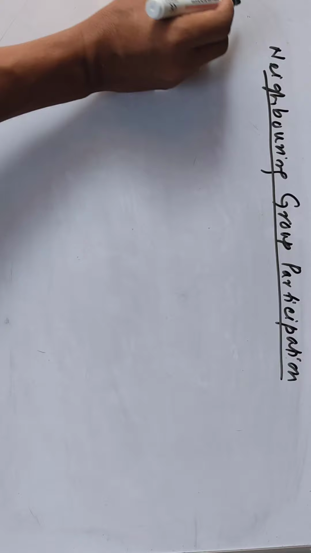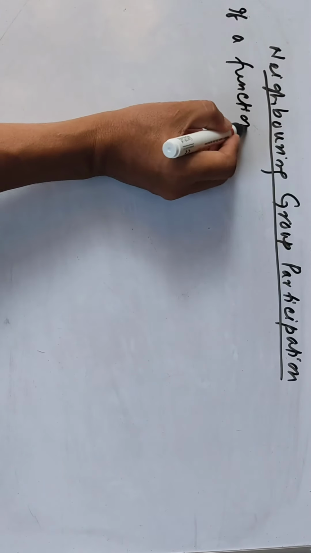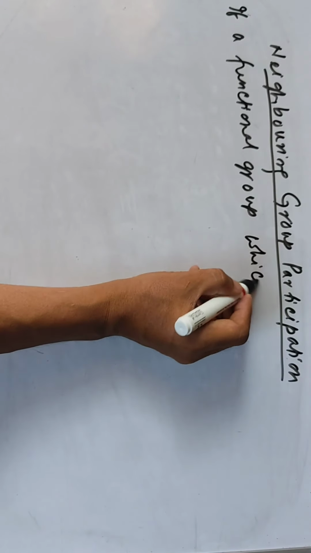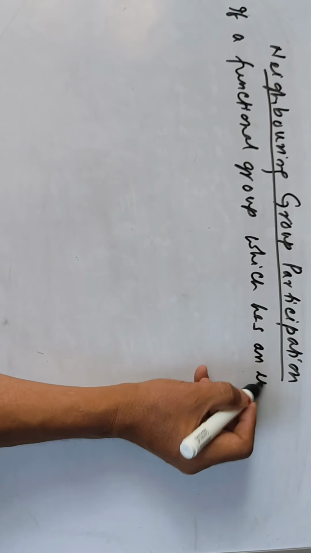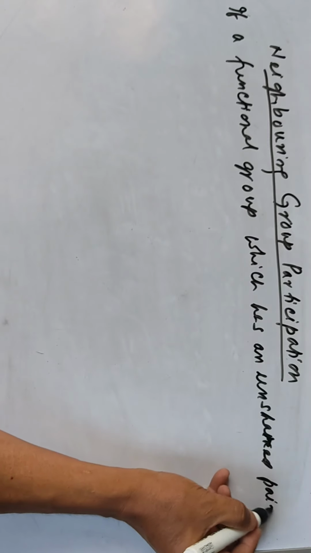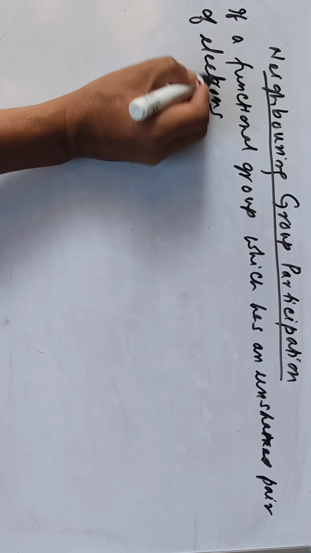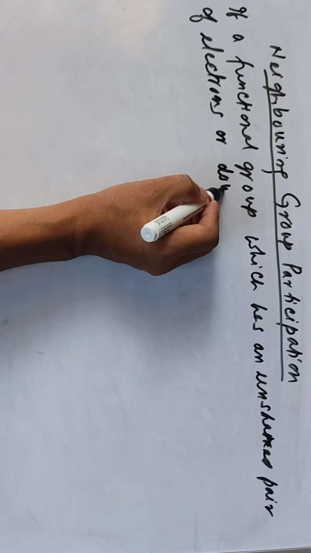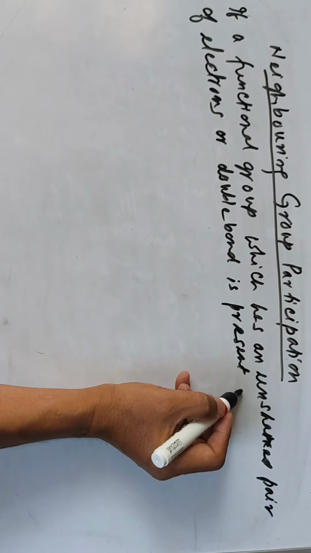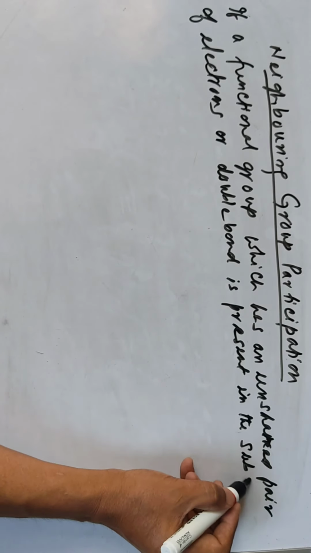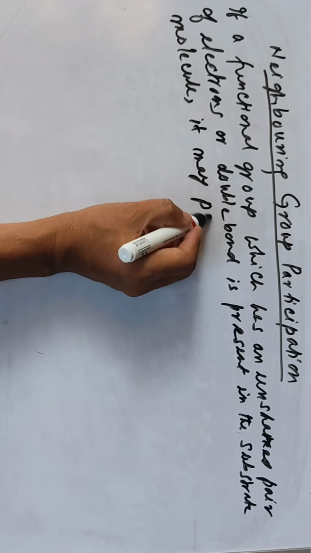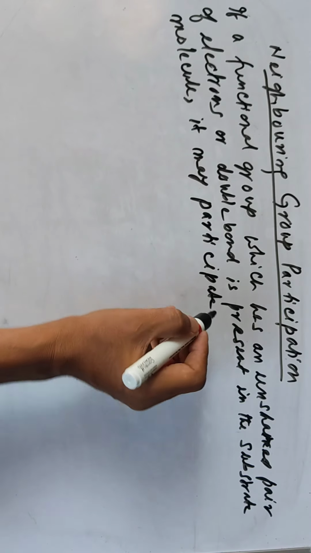So I'll write down here: if a functional group which has an unshared pair of electrons or a double bond is present in the substrate molecule, in the starting material molecule, it may participate in the substitution reactions.